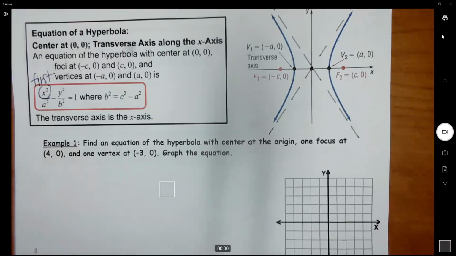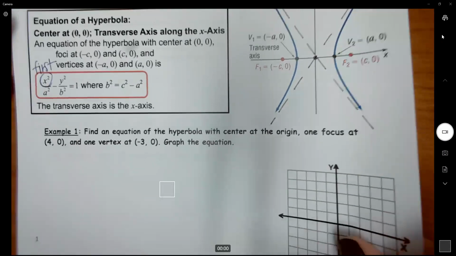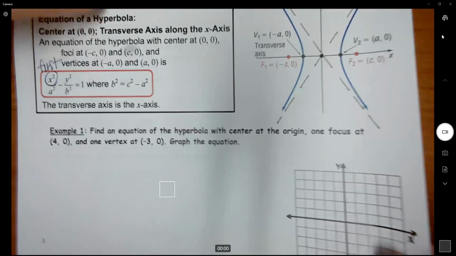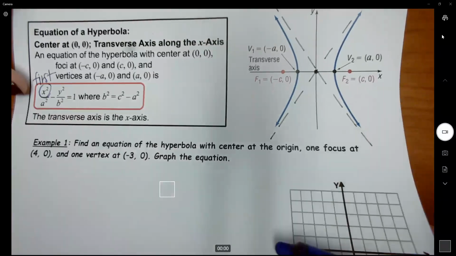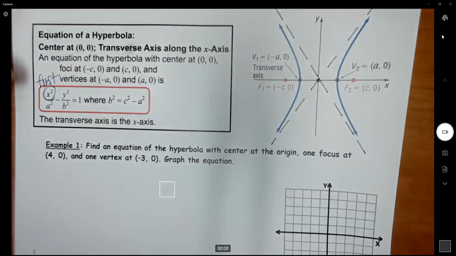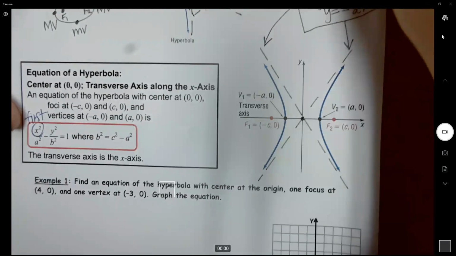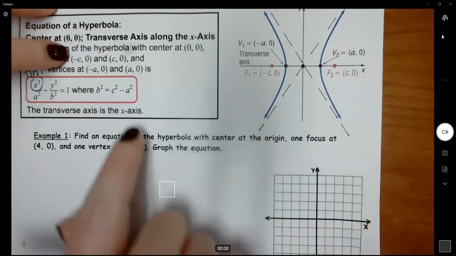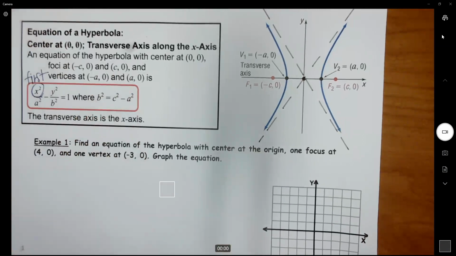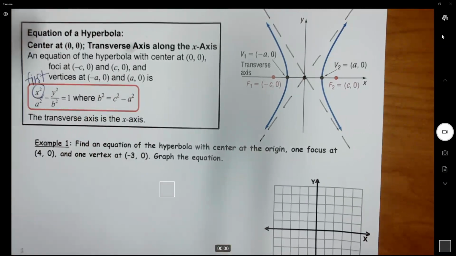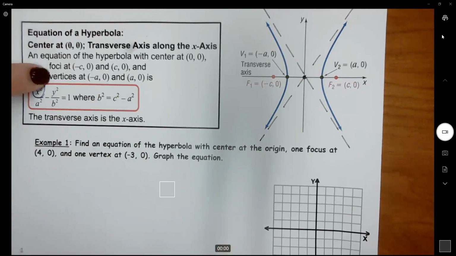When we go to the transverse axis being along the y-axis, then my y term will be first. So we still label my two foci as C, and that's what we did with ellipses. And then my vertices are A.